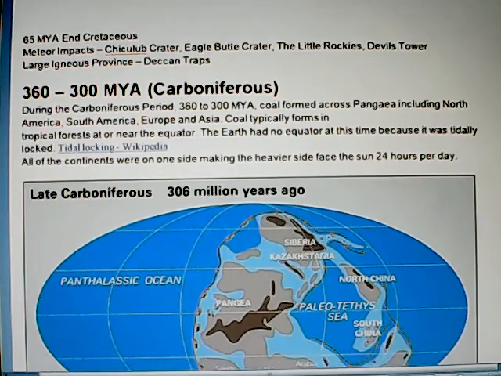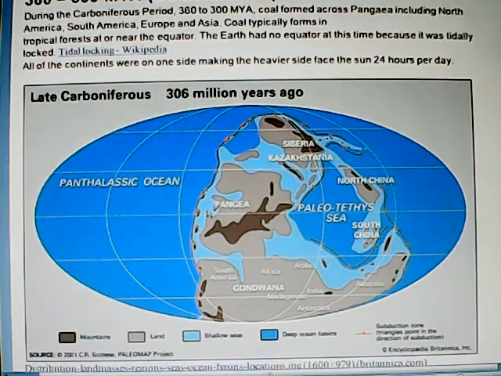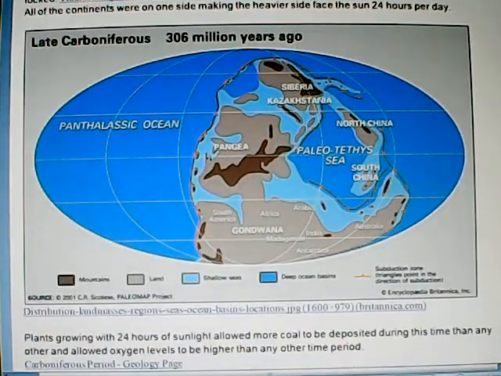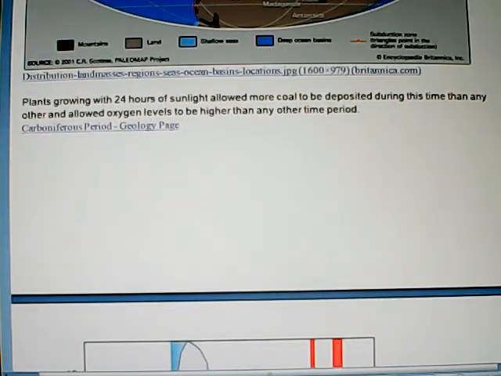From 360 million years ago to 300 million years ago, most of the continents were on one side of the Earth, making it heavier than the other. Therefore, it would have been tidally locked, providing 24 hours of sunlight a day. And plants growing with more sunlight allowed more coal to be deposited during this time, and also allowed oxygen levels to be higher than in any other time period.